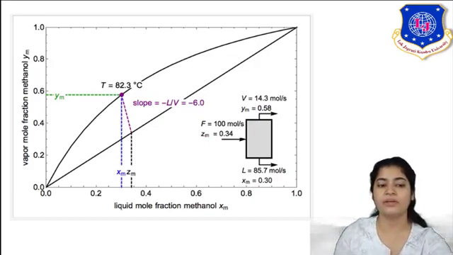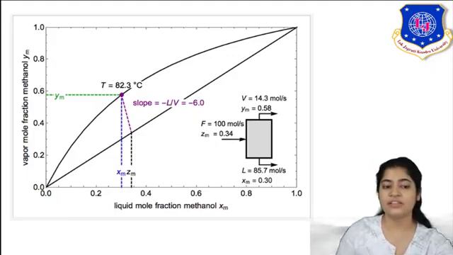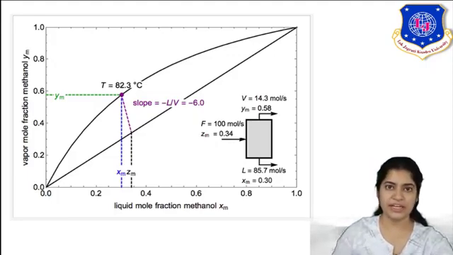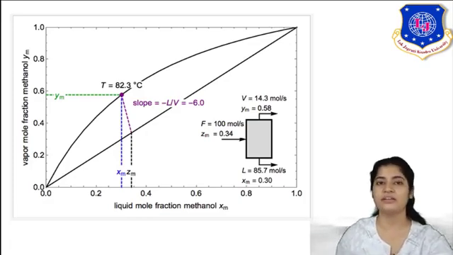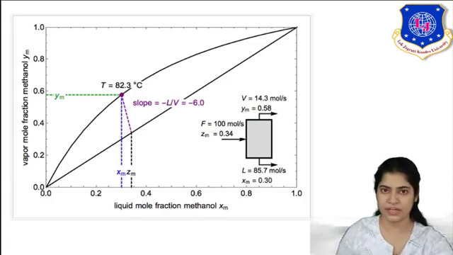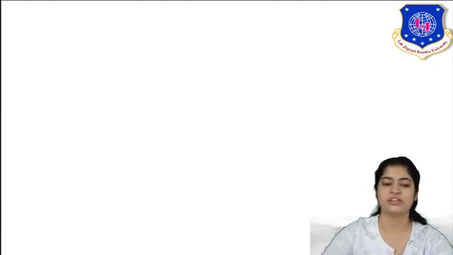So Ym and Xm, what are these? These are the equilibrium conditions. It means now no more further separation can take place. 0.58 and 0.3, this is the final condition. This is the final limit till which you can separate your more volatile component in flash distillation.